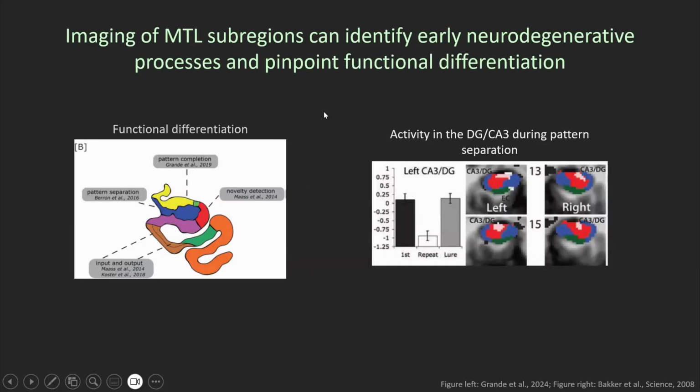Similarly, with functional imaging, we can pinpoint functional differentiation. And on the right here, you can see a very seminal paper that showed functional activation in specific hippocampal regions during a memory task.